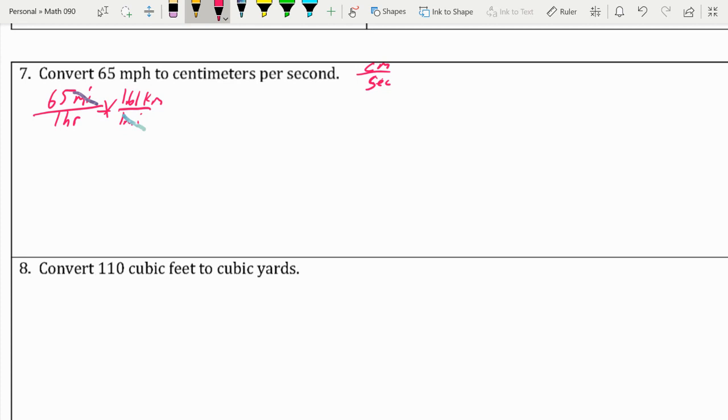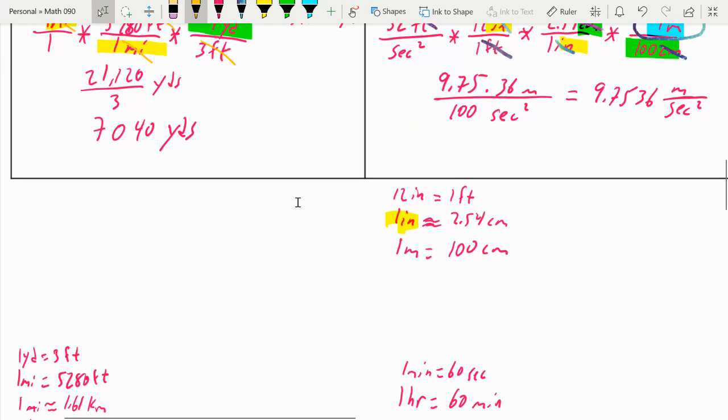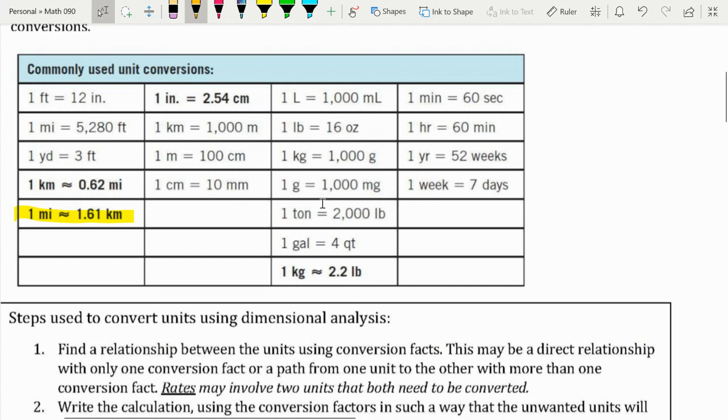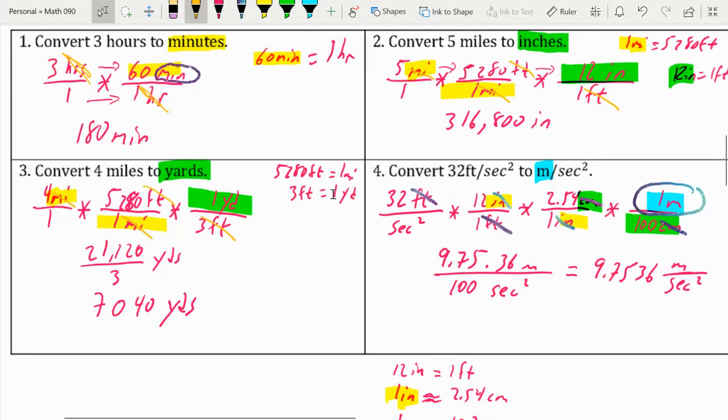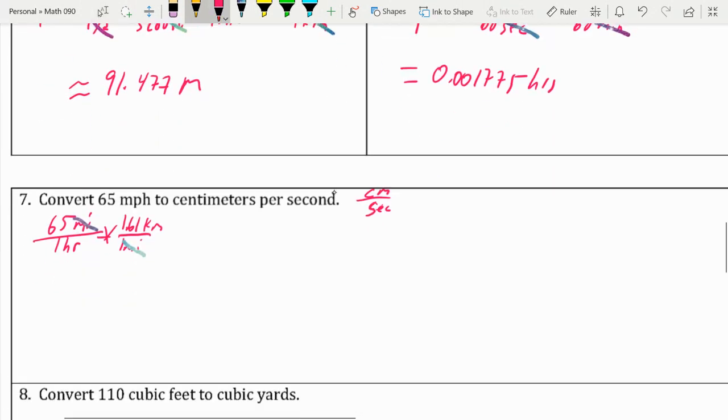All right. I need to get kilometers to centimeters. What can I look at? Well, I have 1 kilometer is equal to 1,000 meters. That's all I can do so far. All right. So 1 kilometer at the bottom, because kilometer and kilometer cancel. 1 kilometer is equal to, what did we say it was? 1,000 centimeters. No, oh, sorry. Scratch that.